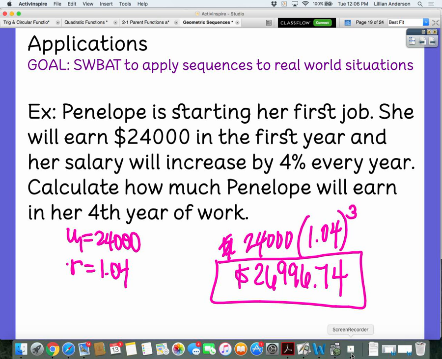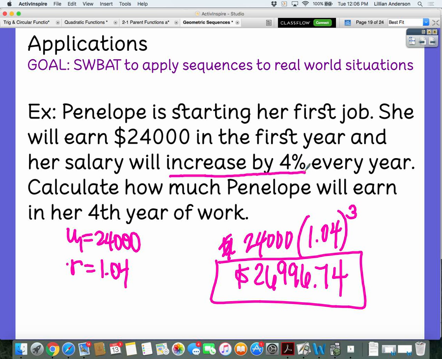Questions? Now, one way to let you know that it's going to be 1.04 or 1.13, whatever your percent is: if it talks about an increase by, that is one of those keywords to let you know that it's 100% plus whatever percent is given to me, converted to a decimal. That's going to be my rate.